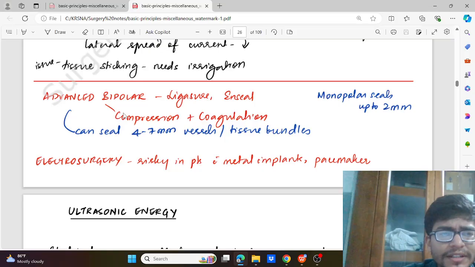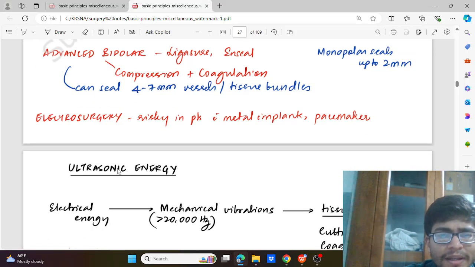It causes the damage through compression and coagulation. It can seal up to 4 to 7 mm of vessels or tissue. The monopolar can seal up to 2 mm of vessels. Here, advanced bipolar can seal up to 4 mm to 7 mm of vessel.